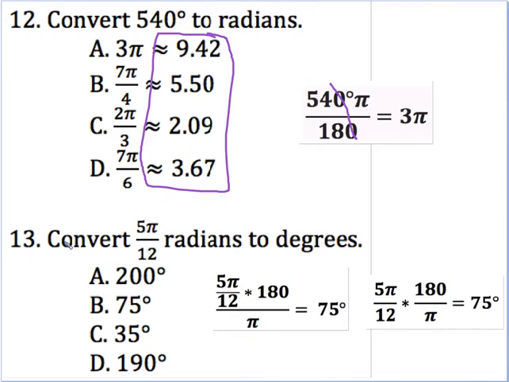I went ahead and put what the rounded answer would be as well. For number 13, convert 5 pi over 12 radians to degrees. There's two ways you can set it up. You can set it up like this. You take your fraction, multiply by 180, and divide by pi. Or you can set it up like this, where you have two separate fractions. Either one works. In both cases, your pi's cancel each other out, and you're just dealing with the numbers then. And in this case, your answer will be 75 degrees both times.